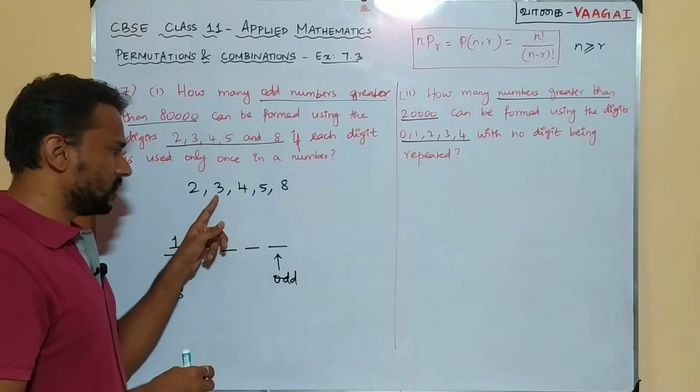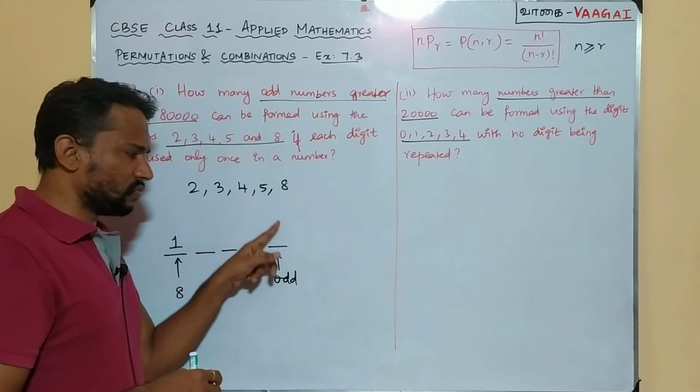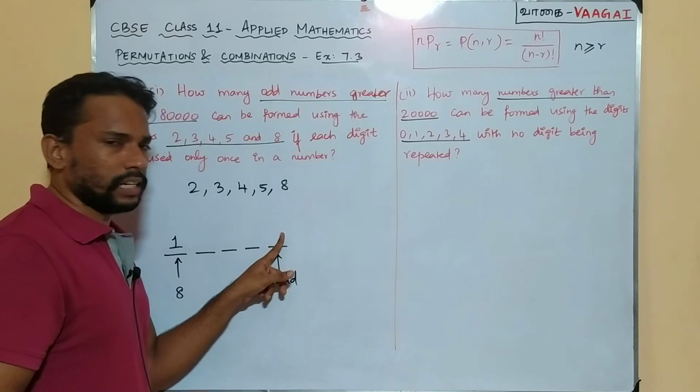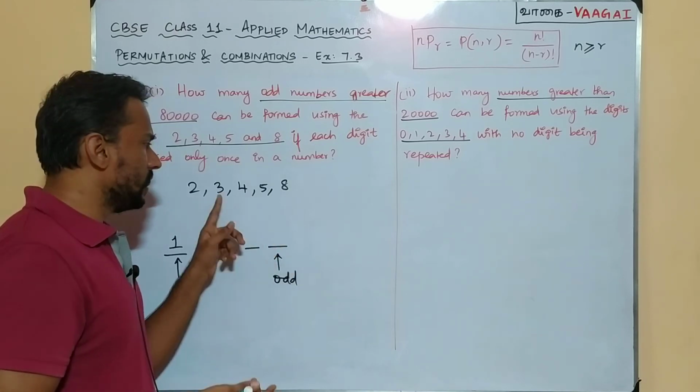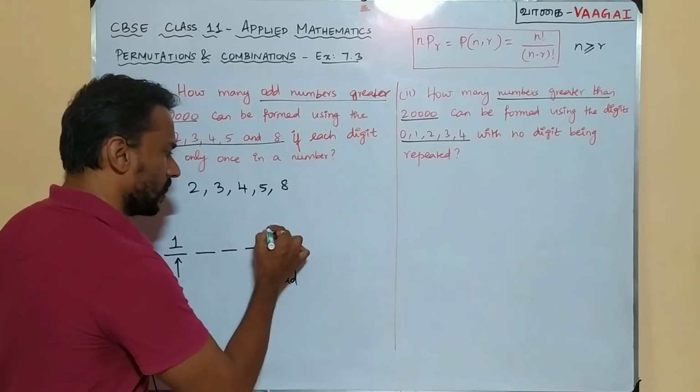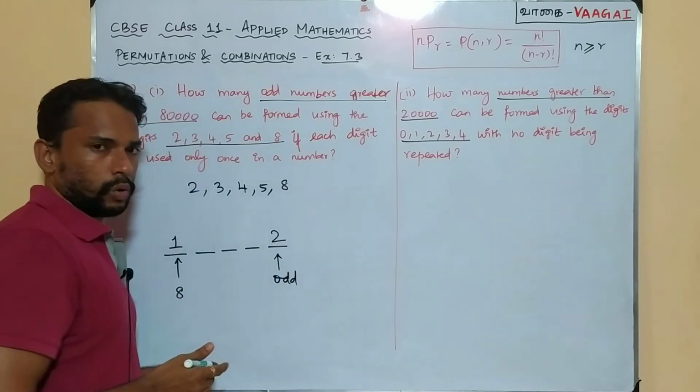So we can have this 3 coming here, or we can have this 5 here. So that means this digit can be filled in how many ways? Either this 3 or 5 can come. So that means we can fill this digit in 2 ways. I hope you can understand this.